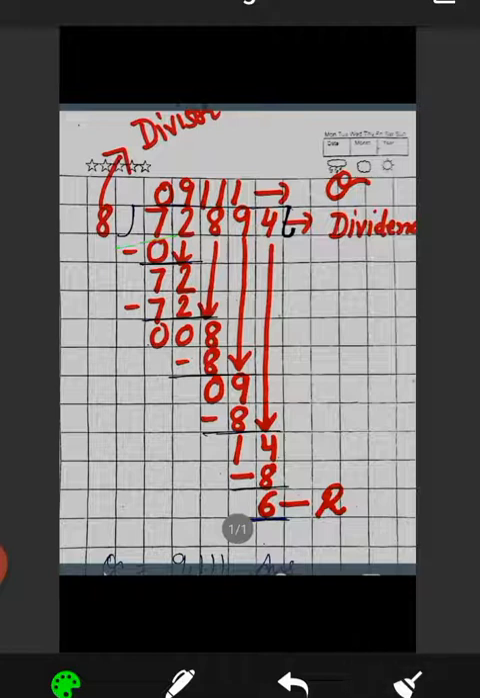So now see here, 8 ones are 8. So 8 will be greater than 7. So you cannot write below 7. So here you will write 8 zeros are 0. So 0 is written here. The quotient is 0 and 0 is written here. So now you need to subtract. 7 minus 0 is 7.